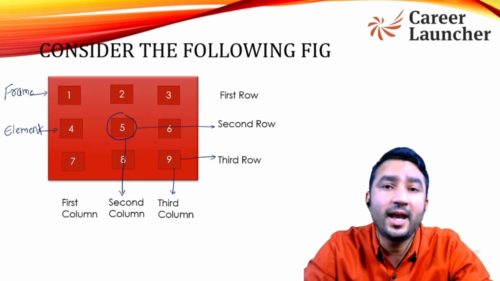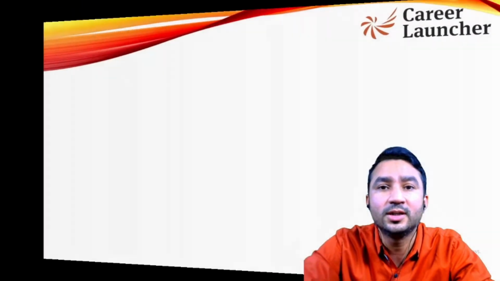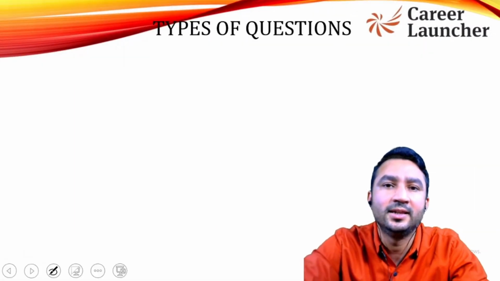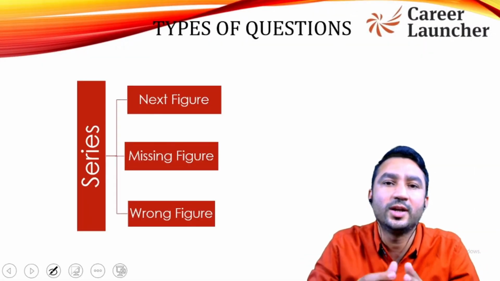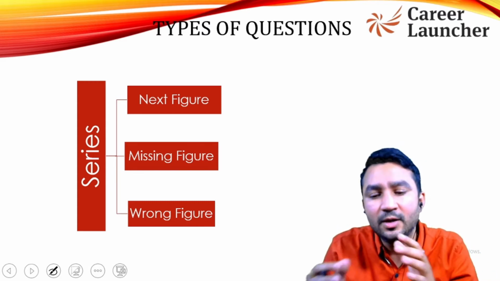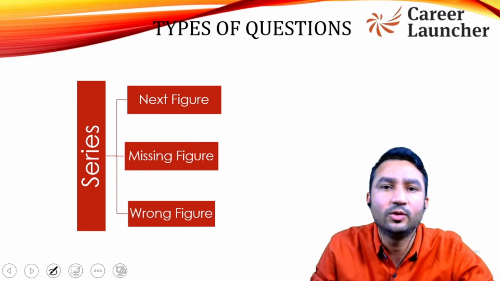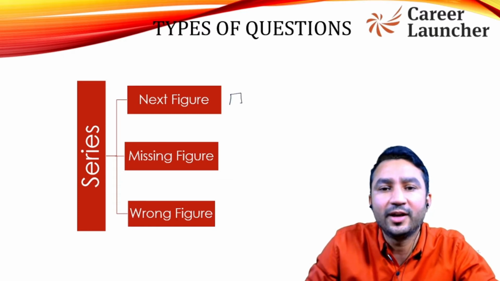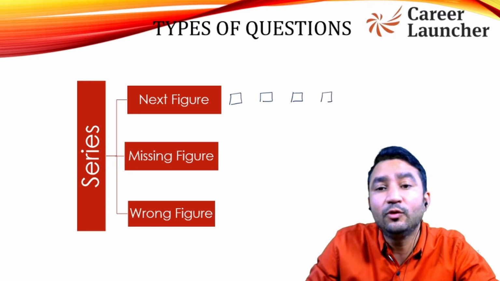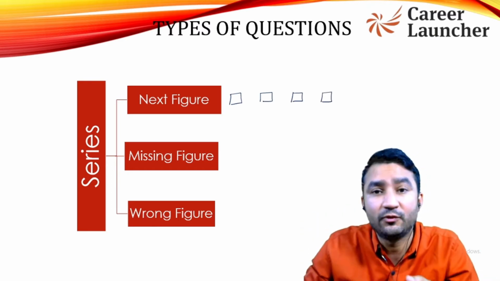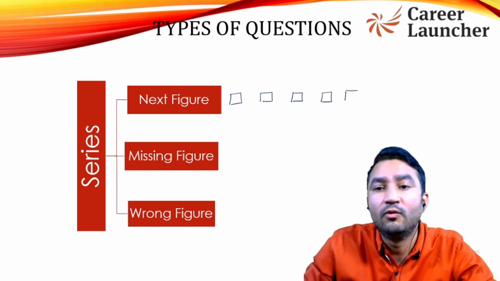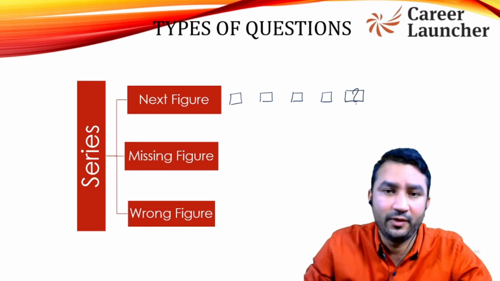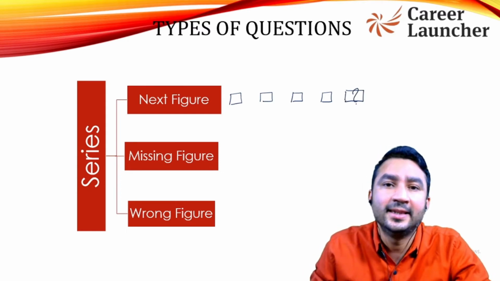Now, what kind of questions come in the exams? The types of questions asked in this category will be, first, the series part. If I classify series further, in this category the first one is the next figure. A set of frames is given to me in the paper, and you have to find out the pattern between these frames, and they are going to ask you what would come in the last frame. This is known as your next figure.